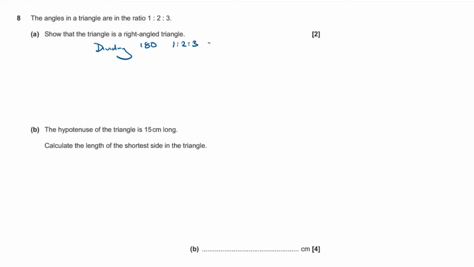So if it's in a ratio of 1 to 2 to 3, that's 1 plus 2 plus 3, that's 6 parts, isn't it? Okay, so you're dividing 180 into 6 parts. So 180 divided by 6. 6 into 18 goes 3 times, that's 30, isn't it? So each part is worth 30. So if I take my original ratio 1 to 2 to 3 and multiply it up by a factor of 30, I'm going to get 30 to 60 to 90.